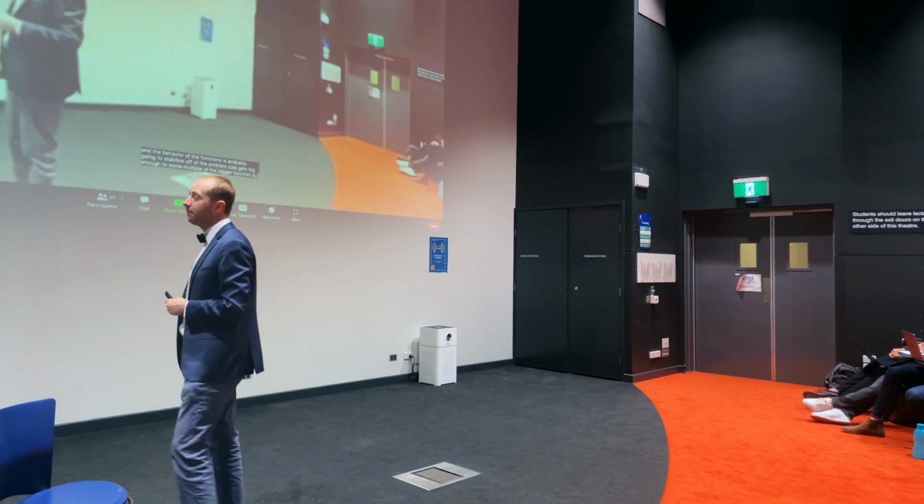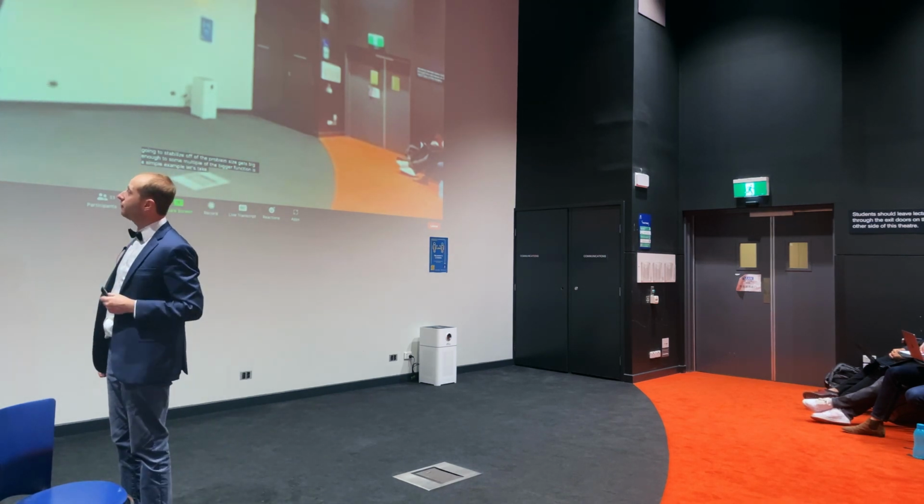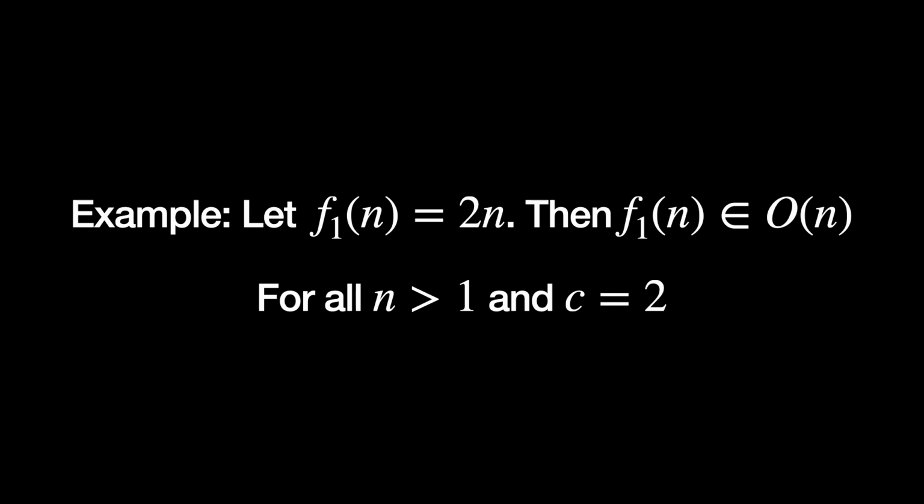Here's a simple example. Let's take f, the function that we're actually looking at, as f of n equals 2n. We can say that is 2 times n. Then we can say that 2n is order big O of n for all values where n is bigger than 1. 1 is our threshold value, and c is our multiplier, 2 here. Let's do an actual proof of this one.